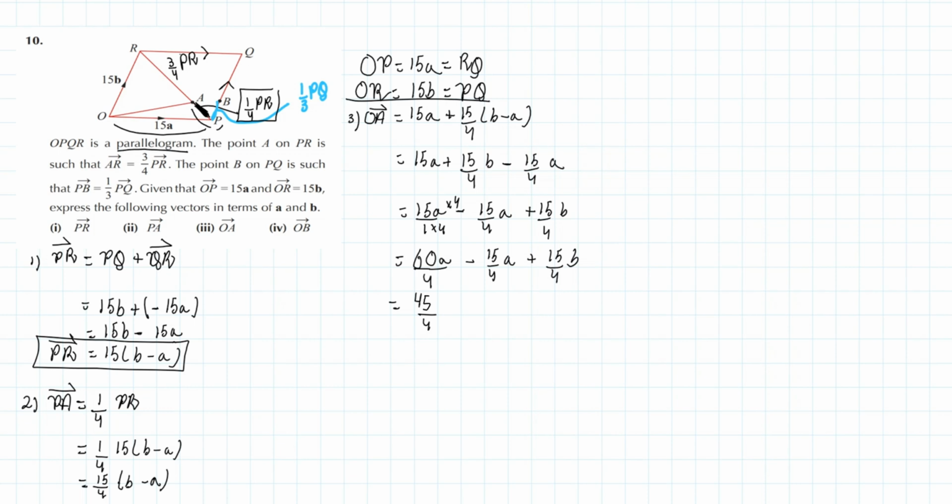45A plus 15 upon 4B. Now look, 45 and 4 and 15 and 4, it means the table of 15 and 4 is common. So you have to take 15 upon 4 as common. So 45 is 3 times A, 15 is 1 time, so B remains. So this is the answer for part OA vector.